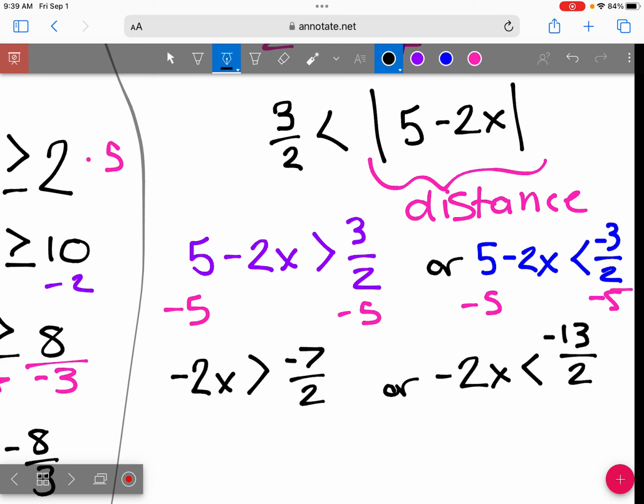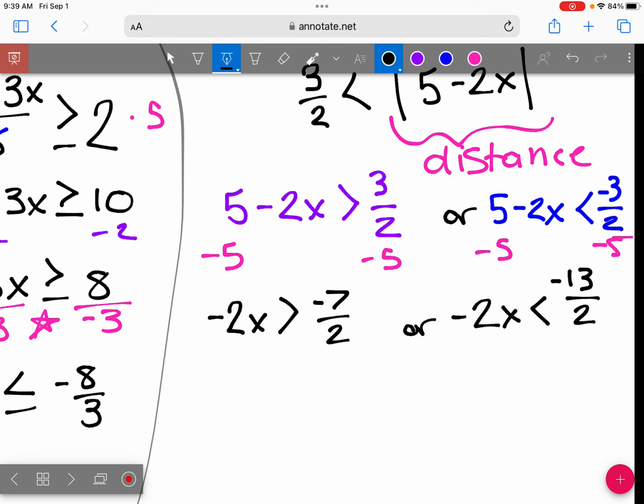Questions on that stuff? We're like 3 steps from being done. What are we going to do next? Divide by negative 2, and an alarm bell goes off in my brain because I need to watch out for that sign. Divide by negative 2.